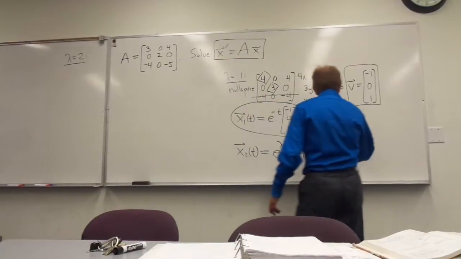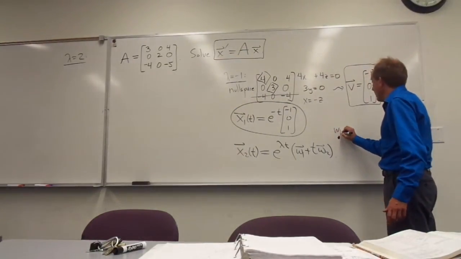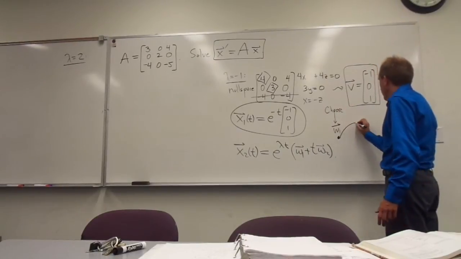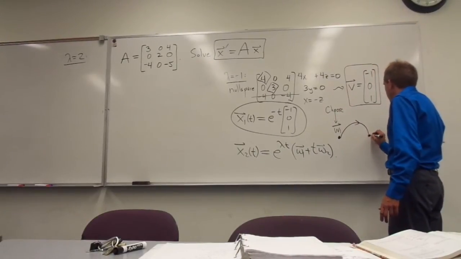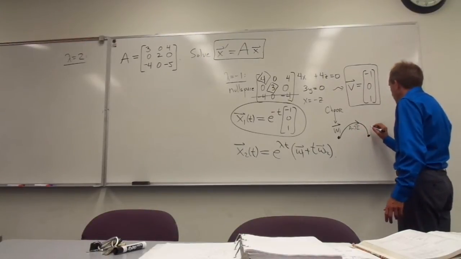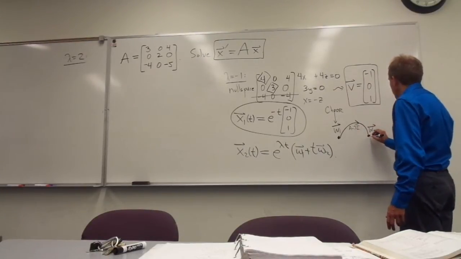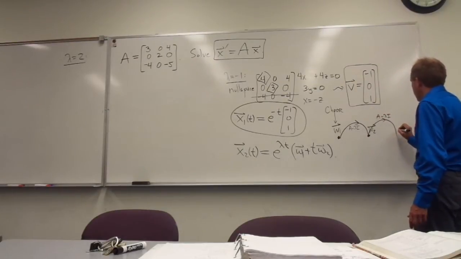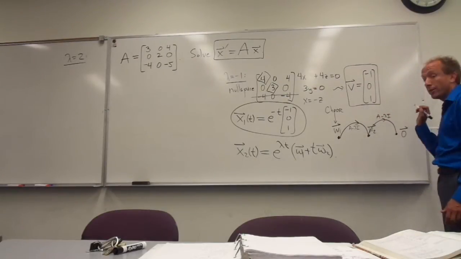Okay, so let me just remind you of the picture here. This is the way that you want to think about it. You're going to choose w1 in such a way that when I apply A minus lambda I to it, I get the second vector w2. And when I apply the same matrix A minus lambda I again, I've got to get 0.